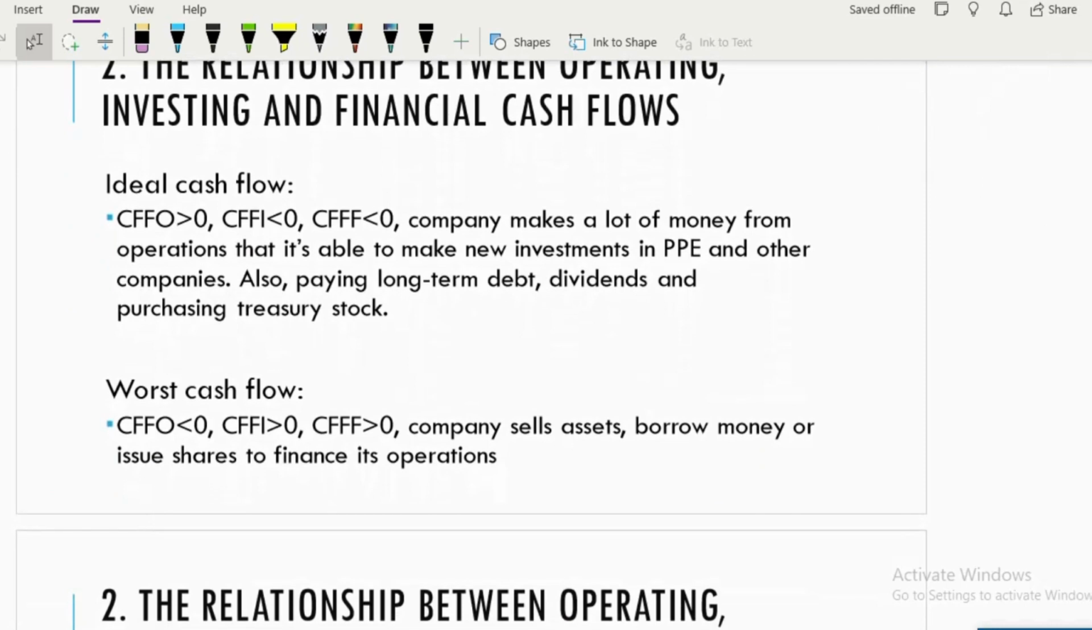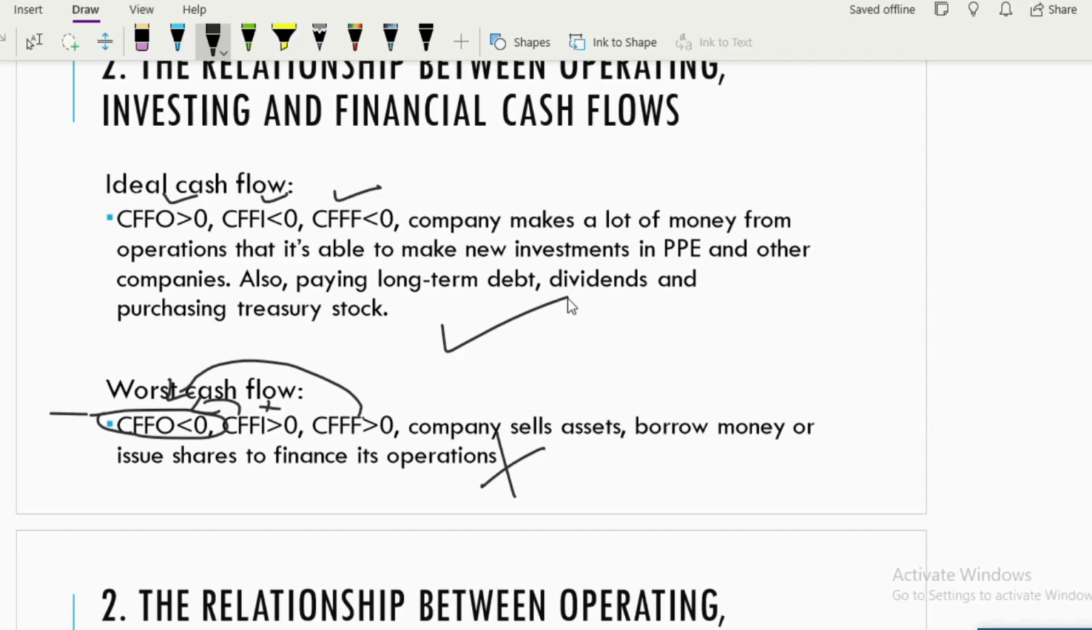So what is the ideal cash flow statement? We want our CFO to be positive, we want our CFI to be negative, and we also want the financing to be negative. And what's the worst scenario? Your operations are not generating cash, they are negative, and your investing is generating cash because you want to facilitate your operations. Your financing is generating cash because you want to sponsor your operations. This is the wrong situation. This is the best situation.